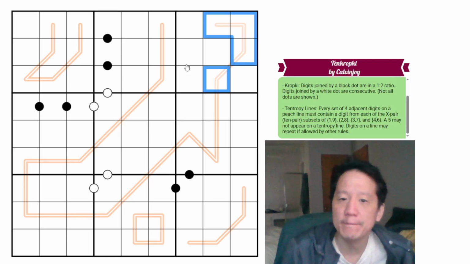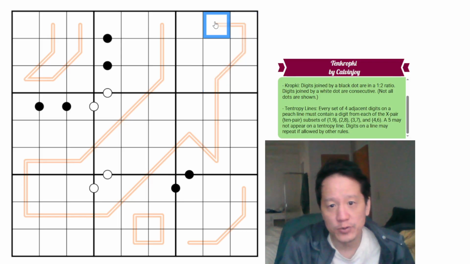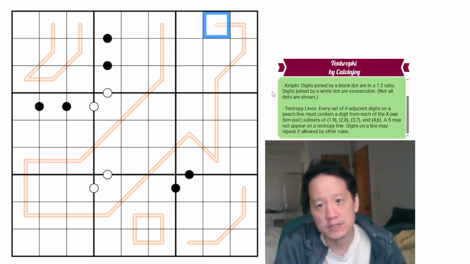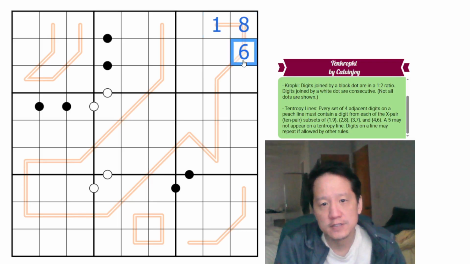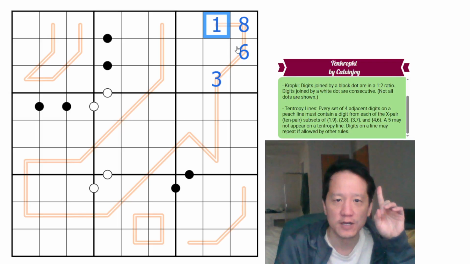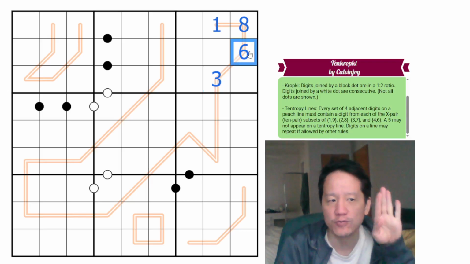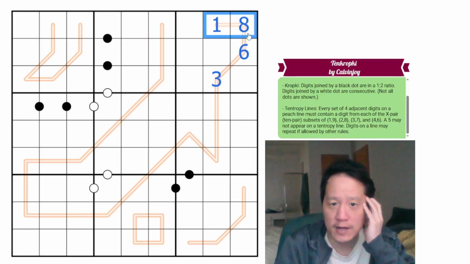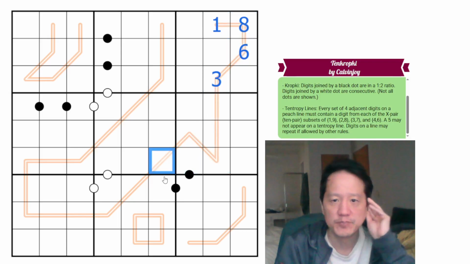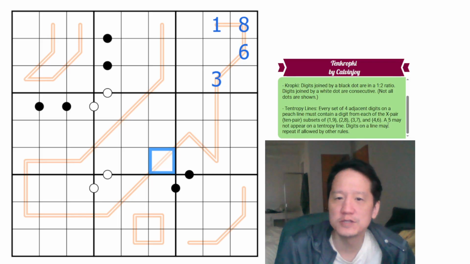Digits on a line may repeat if allowed by other rules. Okay, so as an example, you could have something along the lines of 1, 8, 6, and 3. And that would satisfy this part of the Tenkropki line because we have one digit from the set 1, 9, one digit from the set 2, 8, one digit from the set 3, 7, and one digit from the set 4, 6. And that occurs all along this Tenkropki line. And those are all the rules. If you'd like to play along, there's going to be a link in the description. And now, I'm going to get started.